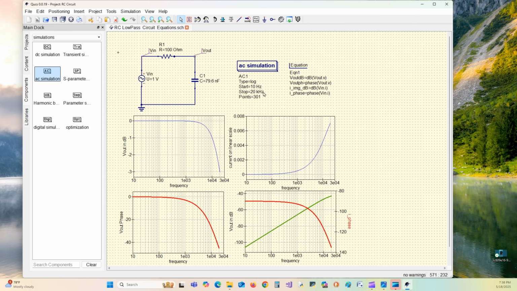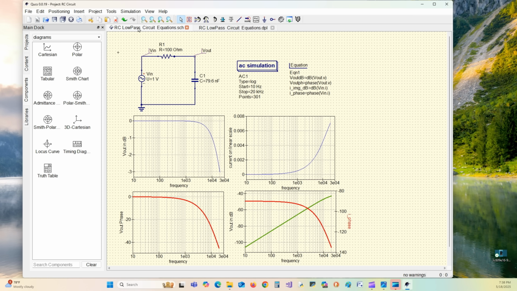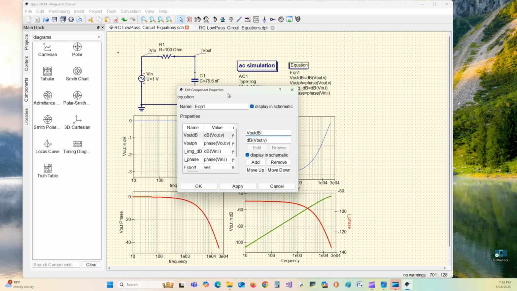But we're going to use this one. We already got it. But you need to have equations. So let's run the simulation real quick. That's going to populate V out and V in. And so that allows us to edit our equations. So to do the equations, you just hit edit properties.